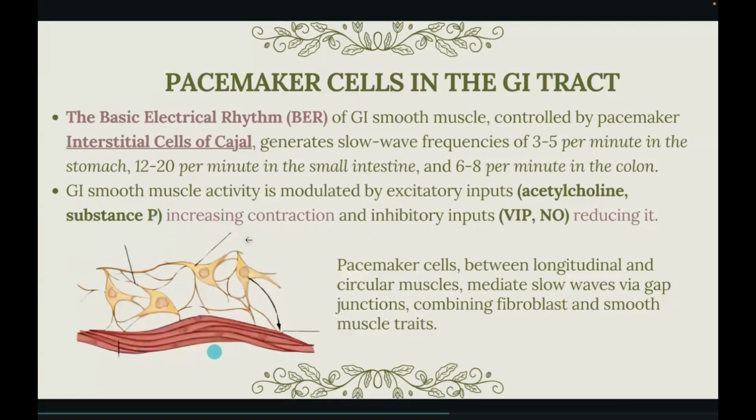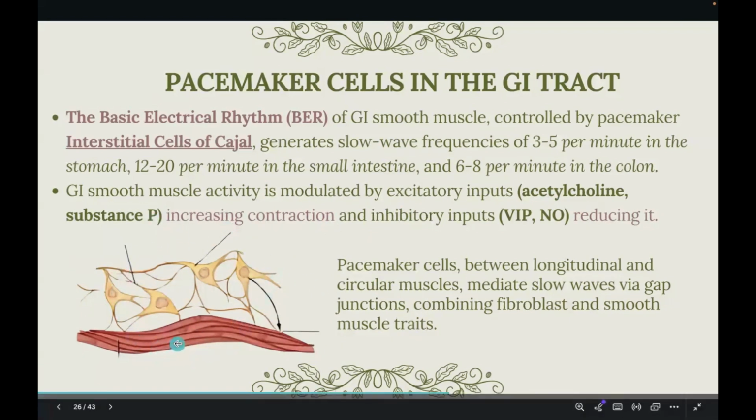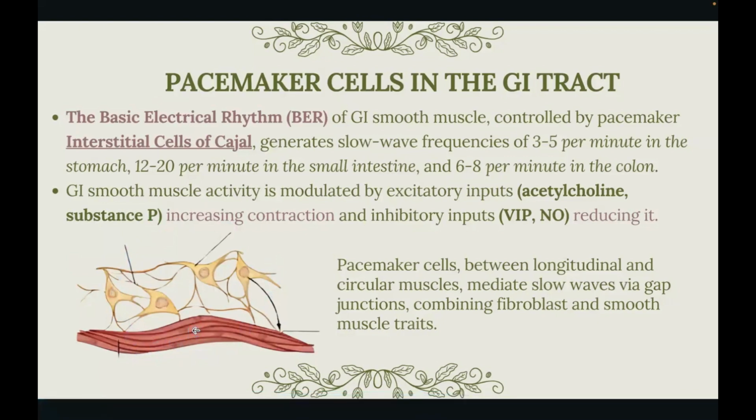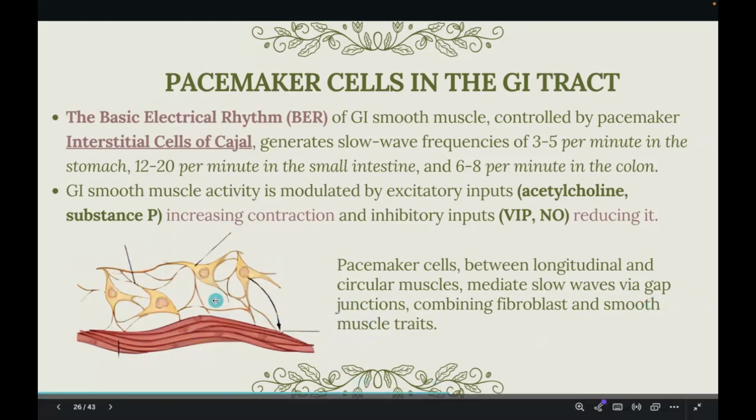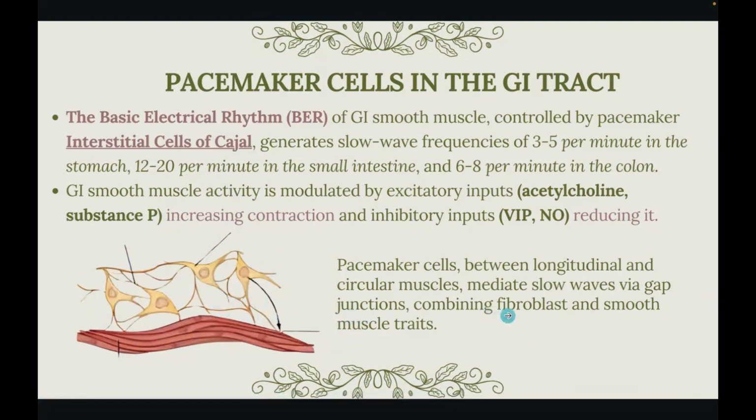Now, this is the pacemaker cell here, and this is just a little bit about it. They're present in the longitudinal and circular muscles, and they are the ones that produce these slow waves via gap junctions. Okay? They have gap junctions between them. And this is what makes it unique. And the gap junctions are usually found in... yes, you have a question?